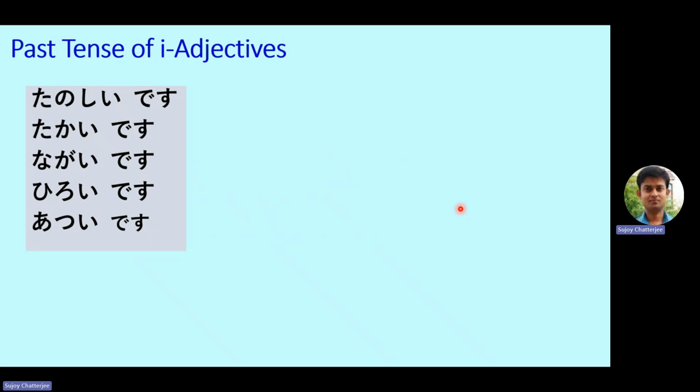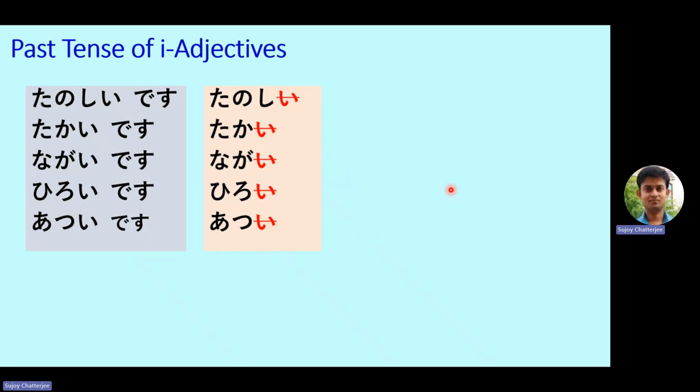There are many other adjectives which we learned in lesson 94. All these are i-Adjectives, and now our aim is to derive the past form of these adjectives. These are all present forms: Tanoshi, Takai, Nagai, Hiroi, Atsui. So what do we do to derive the past tense of these adjectives? First step is to remove the ending i.